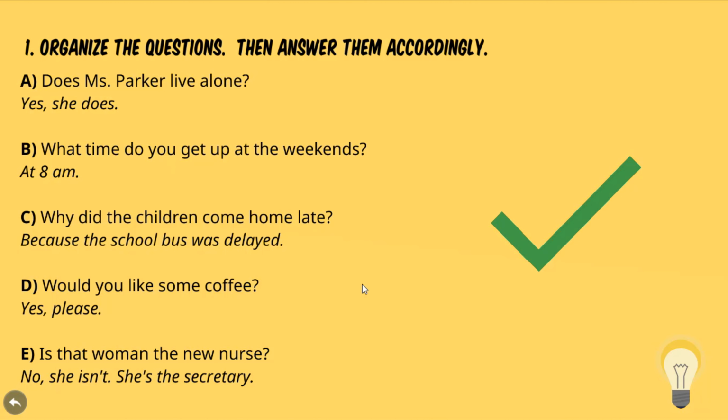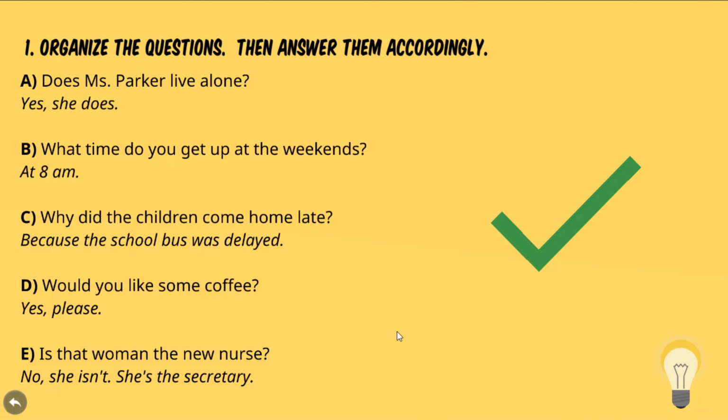In question C, we have, why did the children come home late? Una pregunta en pasado simple. Why did the children? Lo mismo, la misma estructura. Why, pregunta abierta. Did, el sujeto es the children, verbo y complemento. Siempre que preguntamos con why, respondemos con because. Because y una oración en el mismo tiempo, que es pasado simple. Because the school bus was delayed. Porque se retrasó el bus del colegio, porque se quedaron jugando, etc. Tiene sentido porque es información.